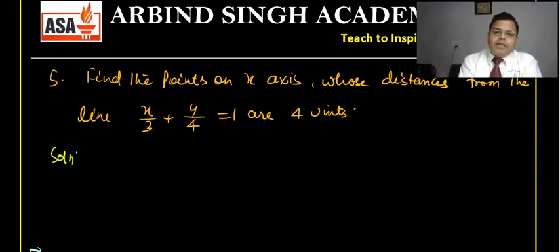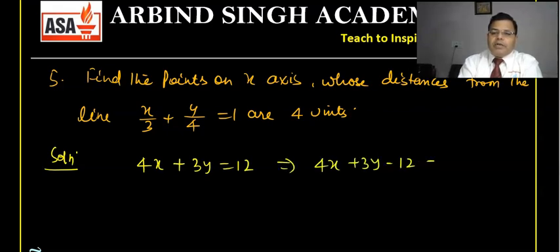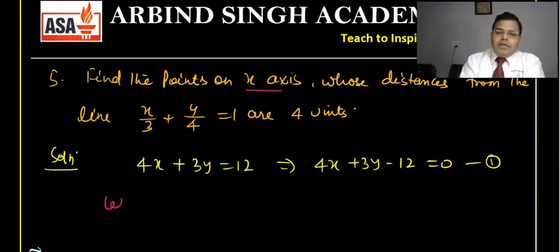So the solution can be written here. Let us write the solution. Since the line is given as x by 3 plus y by 4 is equal to 1, that can be written as 4x plus 3y is equal to 12, or 4x plus 3y minus 12 is equal to 0 is the line. And a point on the x-axis has y coordinate 0, isn't it? So let (alpha, 0) be any point on the x-axis.